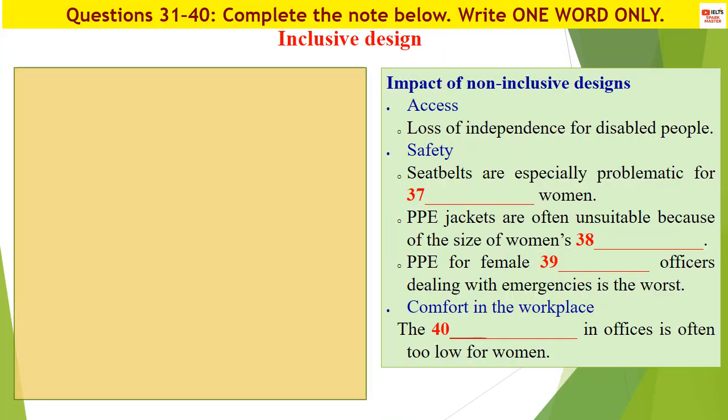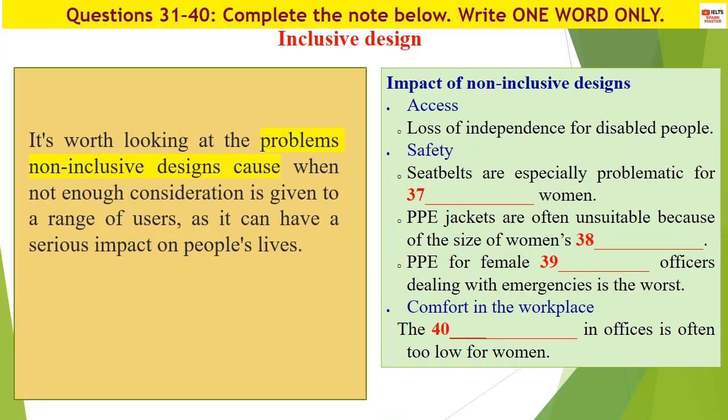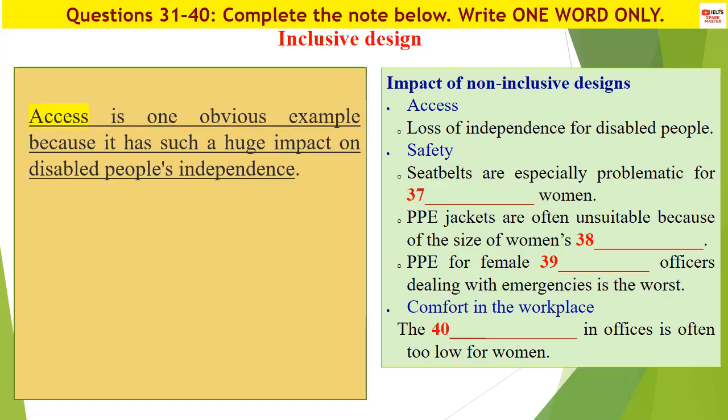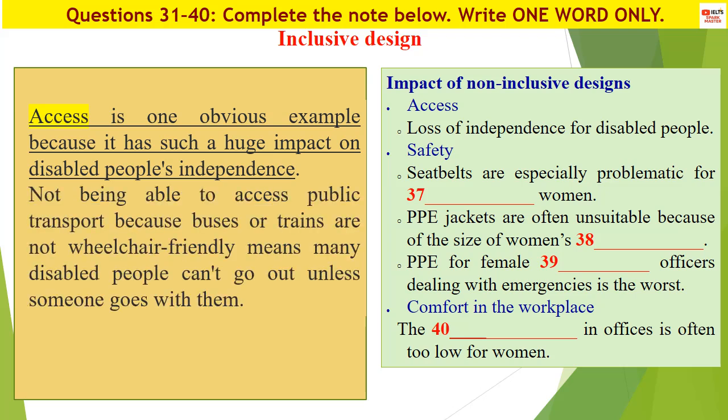It's worth looking at the problems non-inclusive designs cause when not enough consideration is given to a range of users, as it can have a serious impact on people's lives. Access is one obvious example because it has such a huge impact on disabled people's independence. Not being able to access public transport because buses or trains are not wheelchair-friendly means many disabled people can't go out unless someone goes with them.